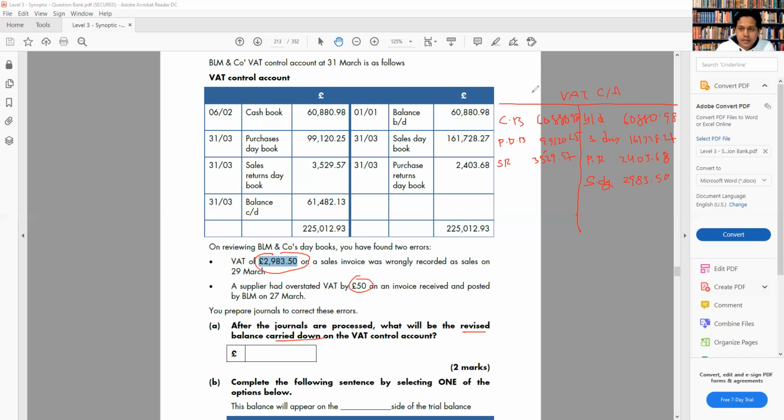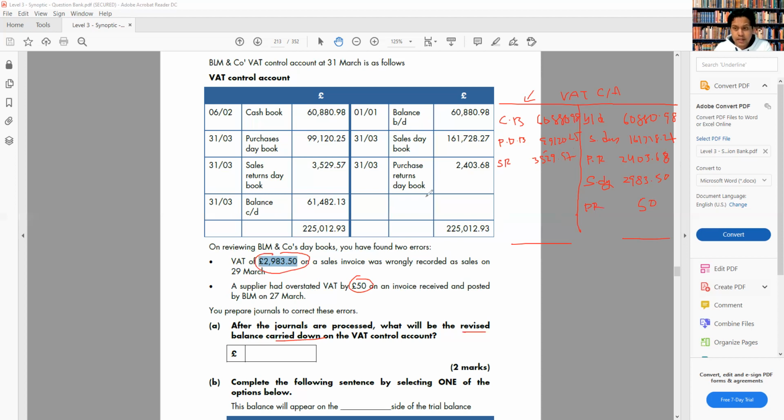Also, the 50 we claimed here more, now we have to pay it back. We said purchase return. So that was basically more VAT you have claimed, we have to give it back now. After that, we'll add the credit side, and minus the debit side to find the balance CD.